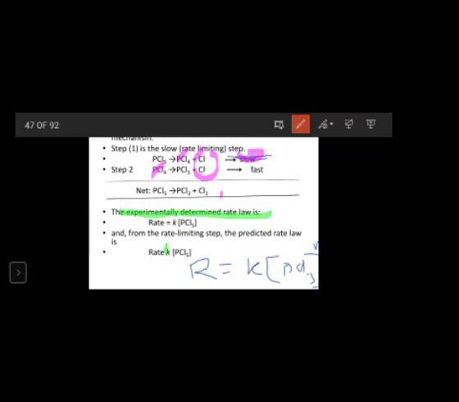Take the slowest step as if it's an elementary process and use it to predict. Just raise it to the number of molecules in front of the reactant of the slowest step. That is how, and they did the experiment, they got the same thing. They got the order experimentally as one, and by predicting the rate law theoretically, they also got it to be the same thing.